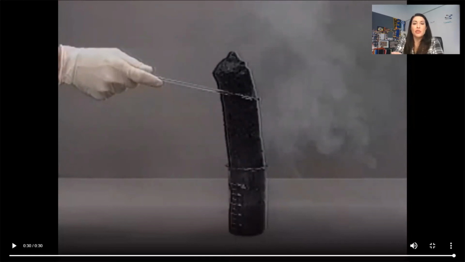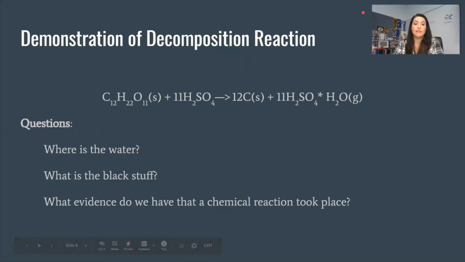All right, so you can see a large column of solid carbon is formed by the decomposition of sugar here. Look at all of the steam coming off the reaction. Now, this isn't just pure water. This is water mixed with acid, which is why it's such a dangerous reaction to do. And we don't typically do it in a high school setting unless we're working underneath the fume hood. So another example of decomposition reactions.